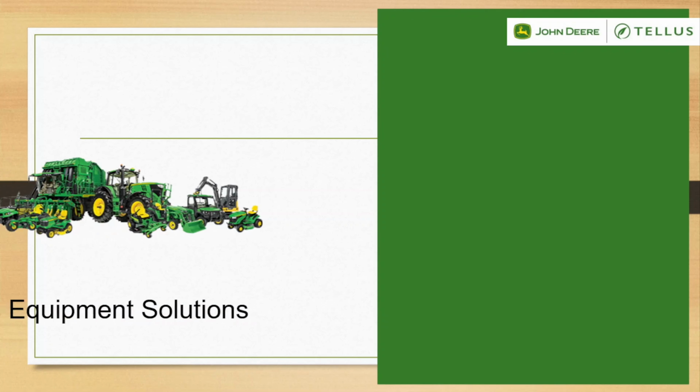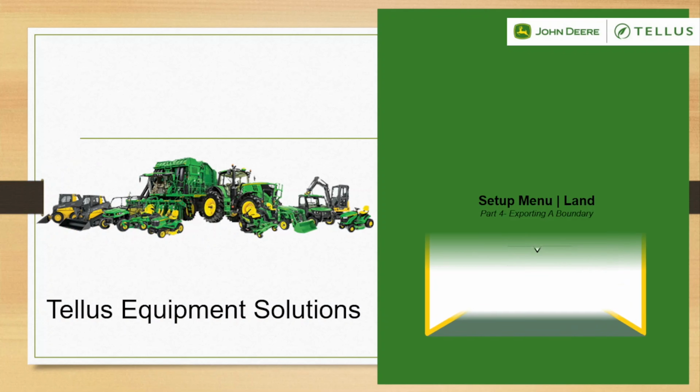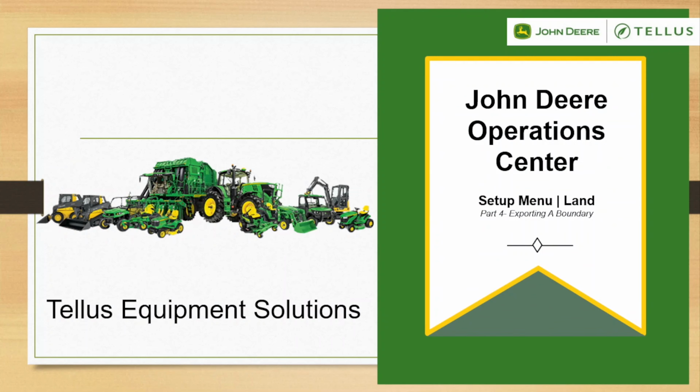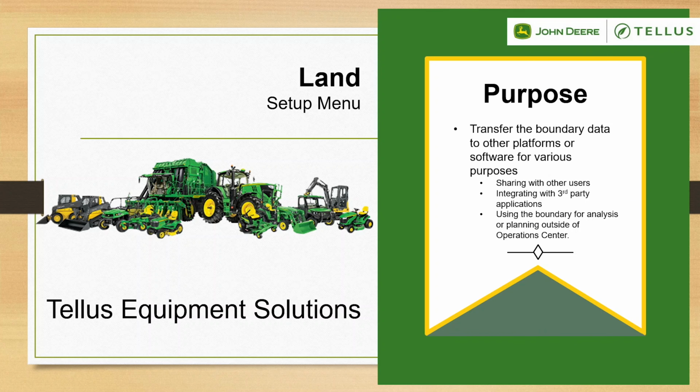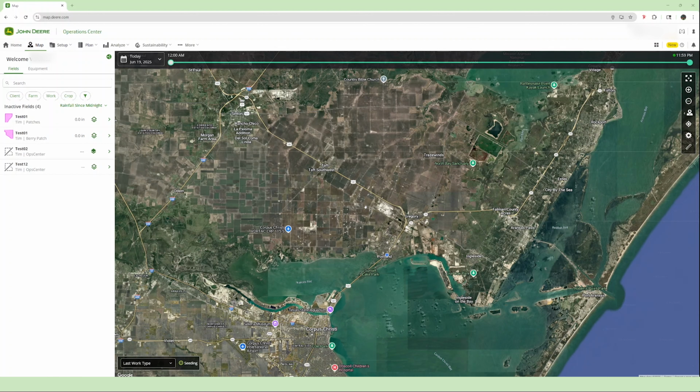This is an overview of exporting a boundary in land under the Setup menu in your John Deere Operations Center account with TELUS Equipment Solutions. Exporting a boundary allows you to transfer the boundary data to other platforms or software for various purposes, including sharing with other users, integrating with third-party applications, or using the boundary for analysis or planning outside of Operations Center.